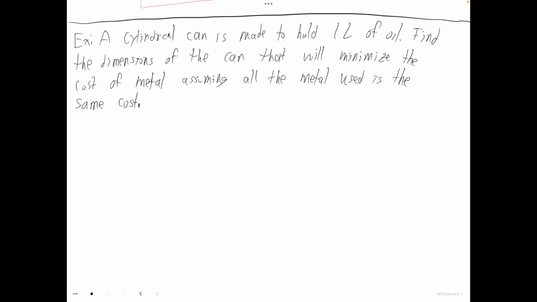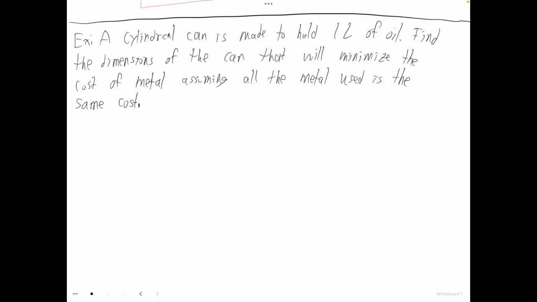Okay, so you could technically complicate this if you said like the bottom and top cost more money than the sides or something like that. We're just going to assume all of the metal used is the same price to make. That is pretty standard in constructing cans, so that's not really a big assumption.